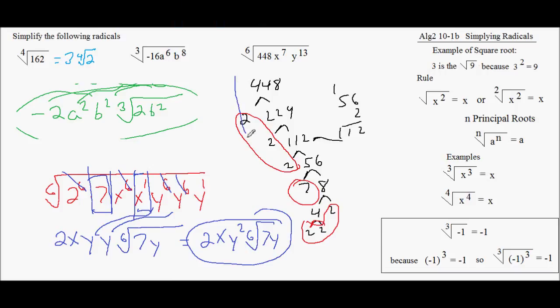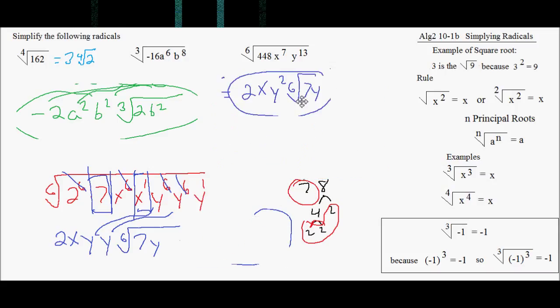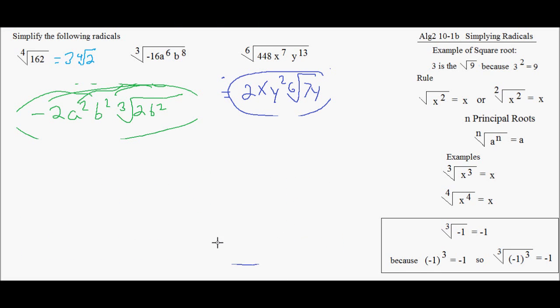I know it's a little hard, but in fact it took me 3 times to get this right. So that's it for this lesson. Thanks.